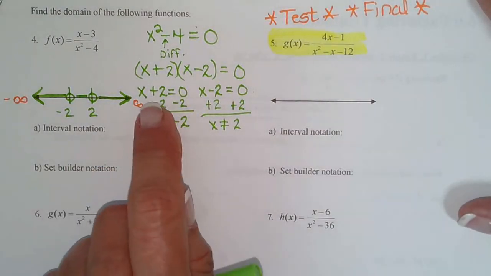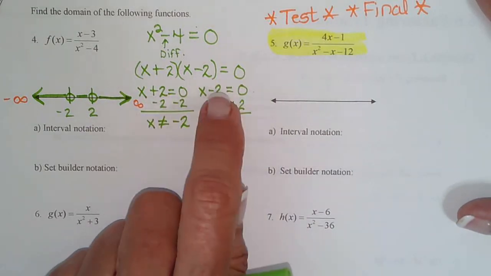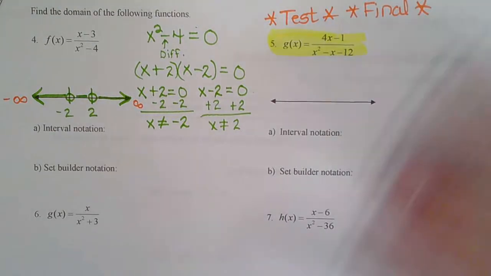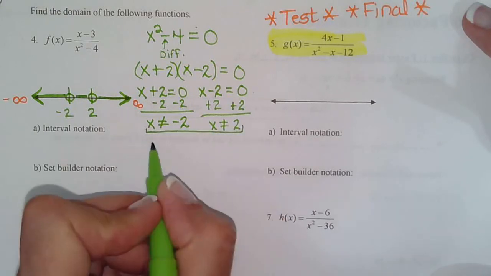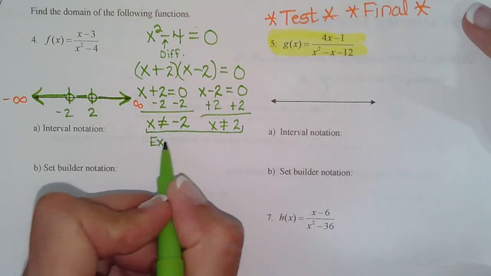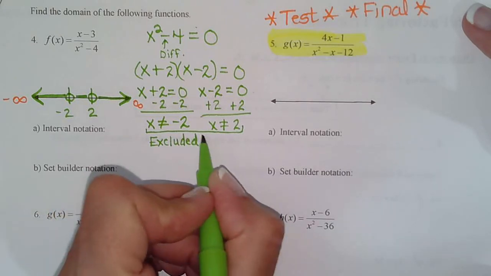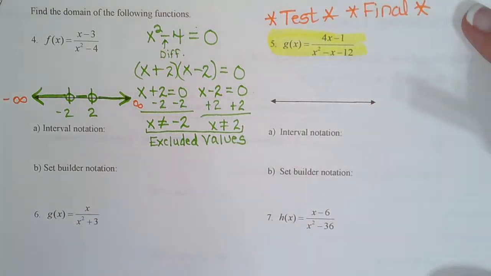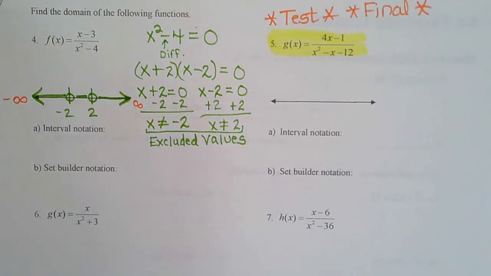Then we use what we learned in chapter 4. If a times b equals 0, then either a is 0 or b is 0. Solve each one and we get our 2 excluded values. That means we have to exclude them from the domain because they make our fraction undefined. They make the denominator 0. So we call them excluded values, or some textbooks call them undefined values.